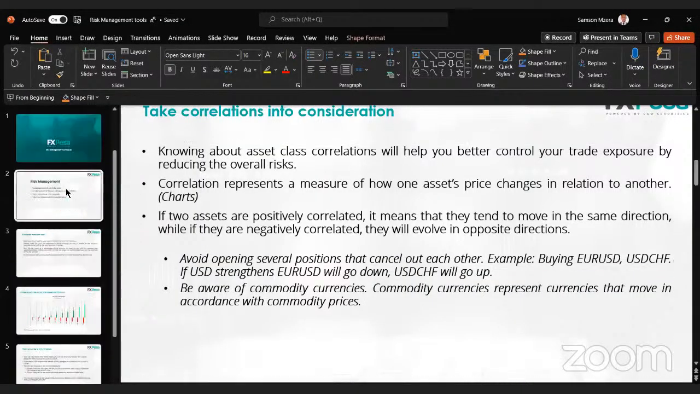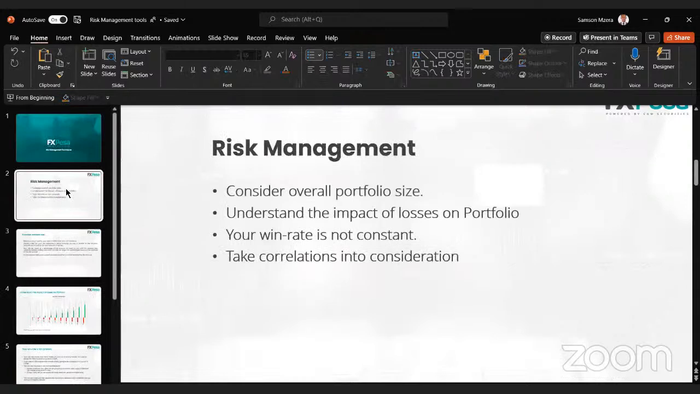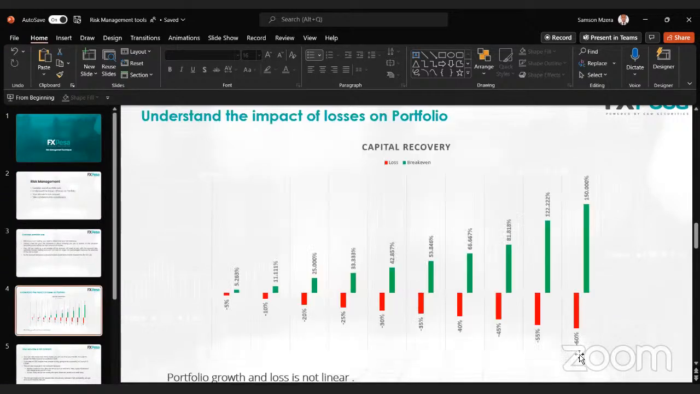Okay. So just to summarize it, first thing is consider your overall portfolio size. This affects how much you should be risking depending on your risk tolerance. Second thing is understanding the impact of losses on your portfolio. We've seen this graph over here, how much percent-wise it needs for any trade to go back to your initial balance.